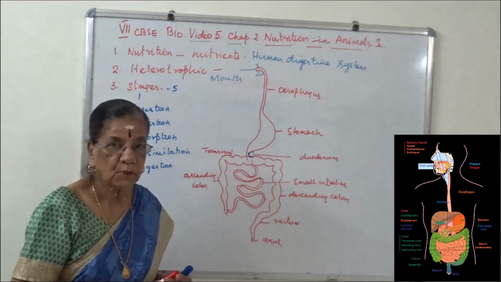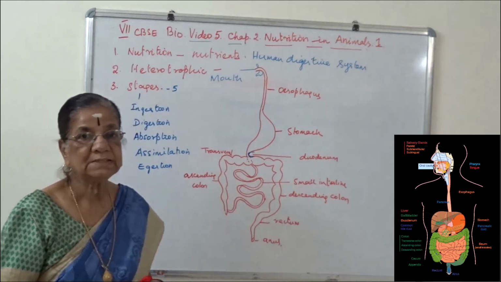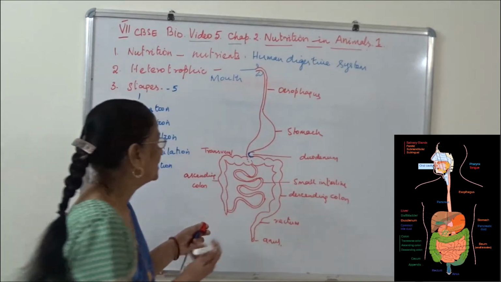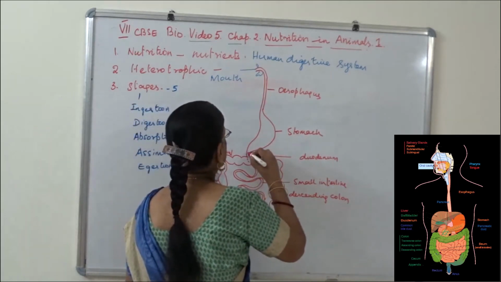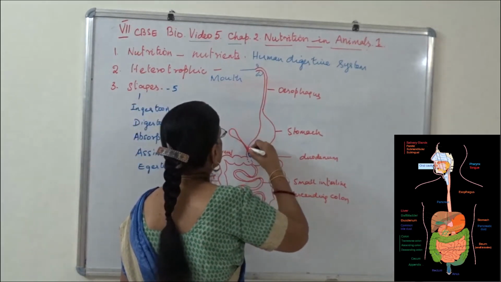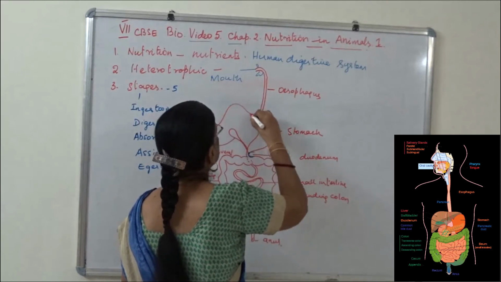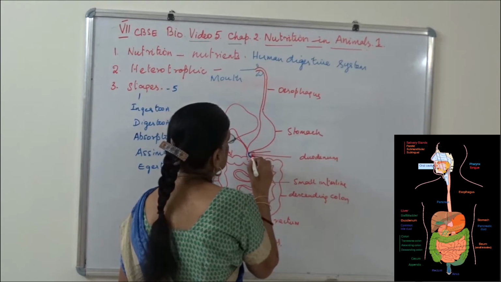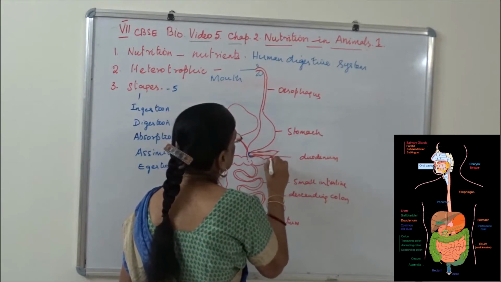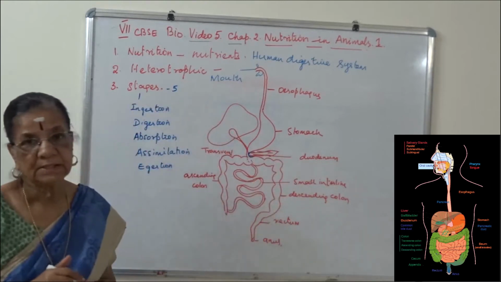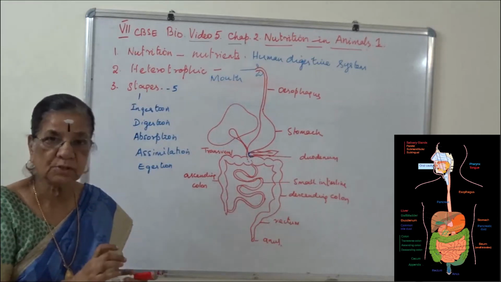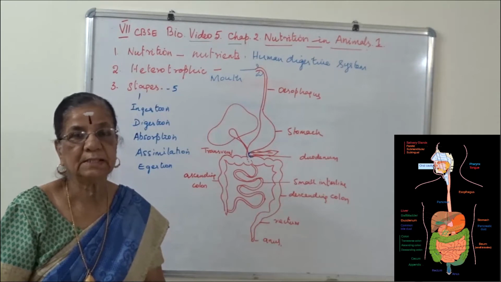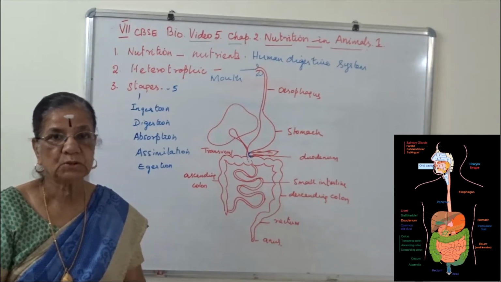Okay. And following that, the associated glands with the digestive system are the liver, and then the pancreas, and then the salivary gland. So the glands are detailed. I hope you follow this.